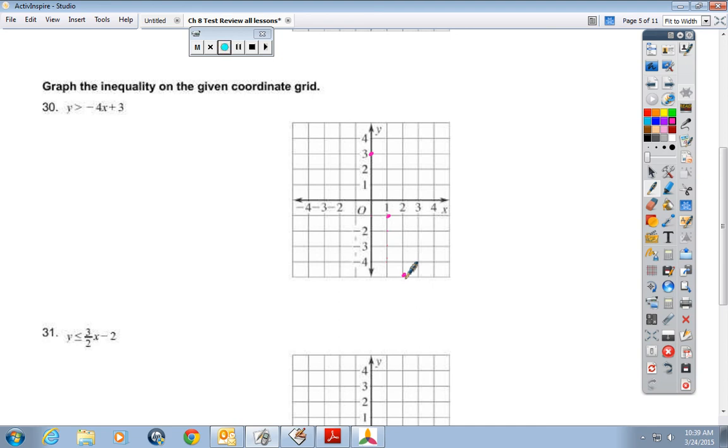Now, the next thing to do would be shade. How do I know where to shade? I'm going to plot the point 0, 0, which is right here, by replacing both x and y with 0. Is 0 greater than 0 plus 3? Is 0 greater than 3? No. So since this is not true, guess what would be true? Everything on the other side.